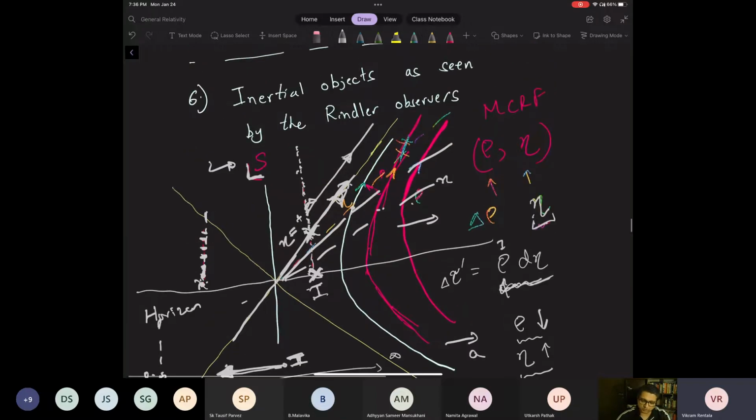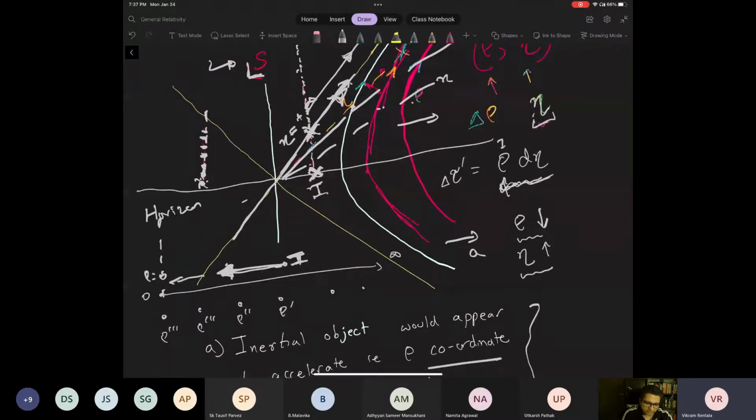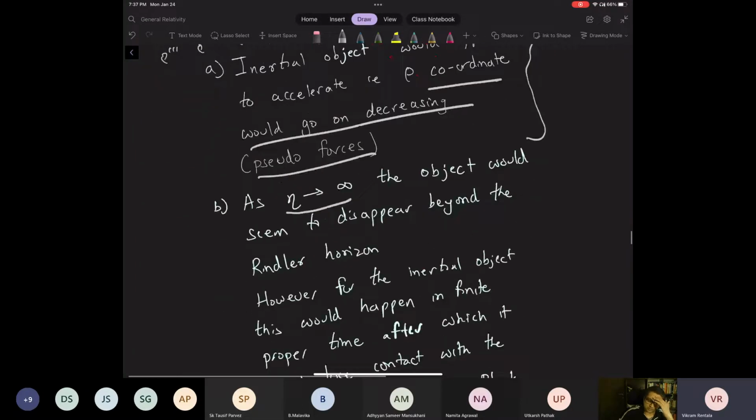For the Rindler observers, it just seems like this object is getting close to rho equal to 0, but never quite crossing it. It just takes an infinite amount of time to actually get to the rho equal to 0 point. So that's another thing that's strange. As eta goes to infinity, the object would seem to disappear beyond the Rindler horizon, except that eta equal to infinity never comes for the Rindler observers.